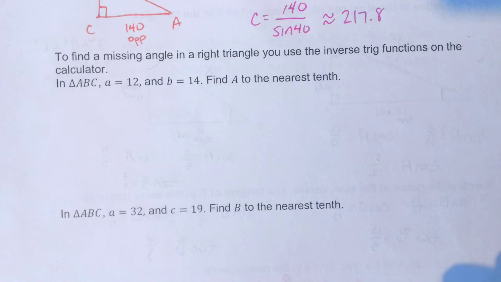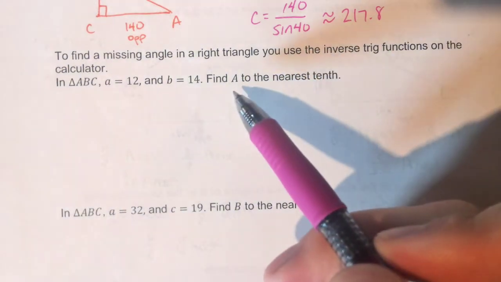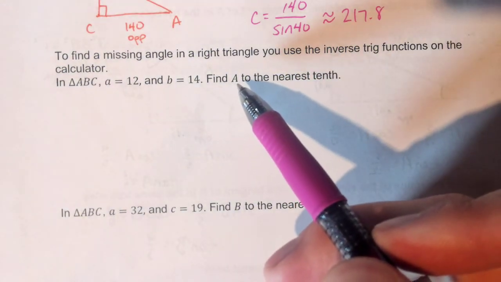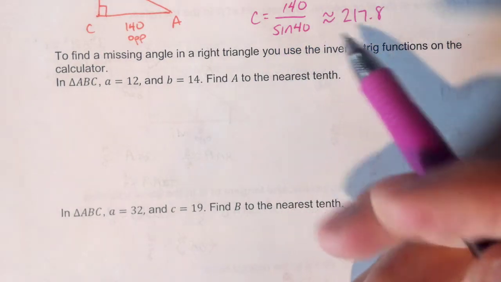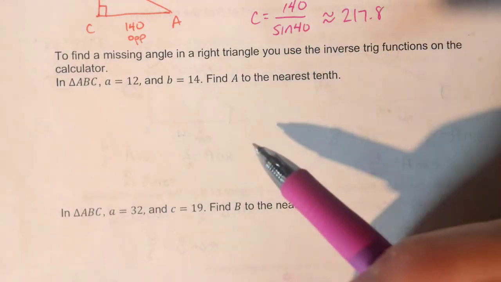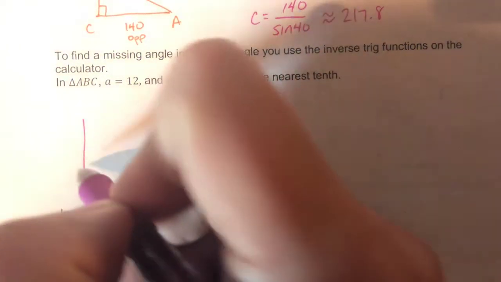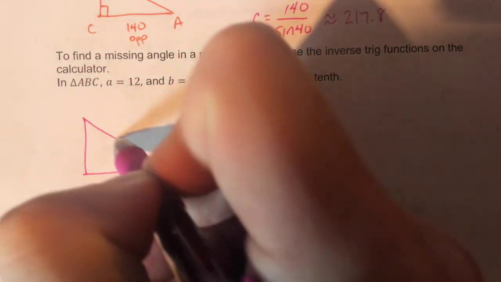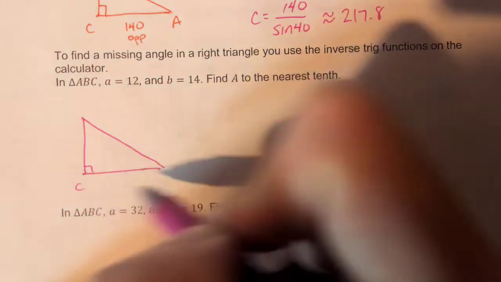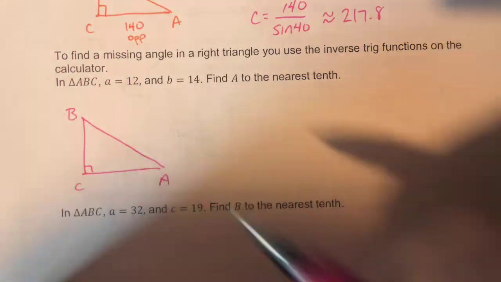Another type of problem you'll see is when you're looking for a missing angle. So when you're looking for a missing angle, you have to use the inverse trig function on the calculator. And I'll show you how to do that once we set up this next problem. It's not hard. So again, start by drawing your right triangle. C is the right angle, and then A and B are the other acute angles.